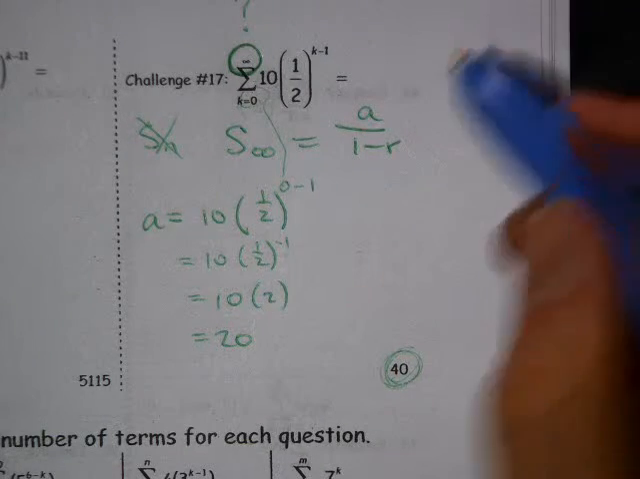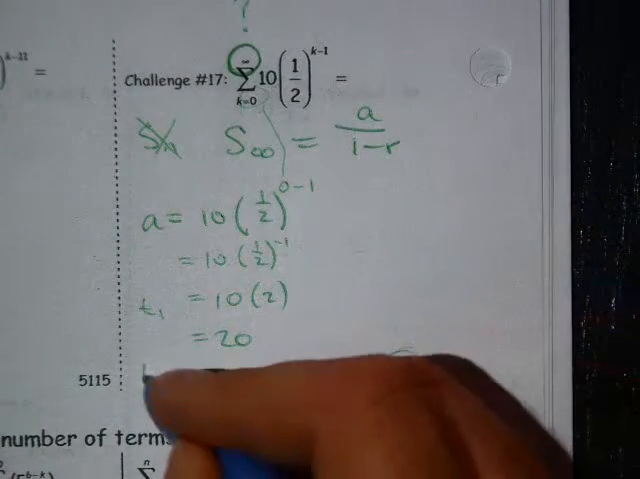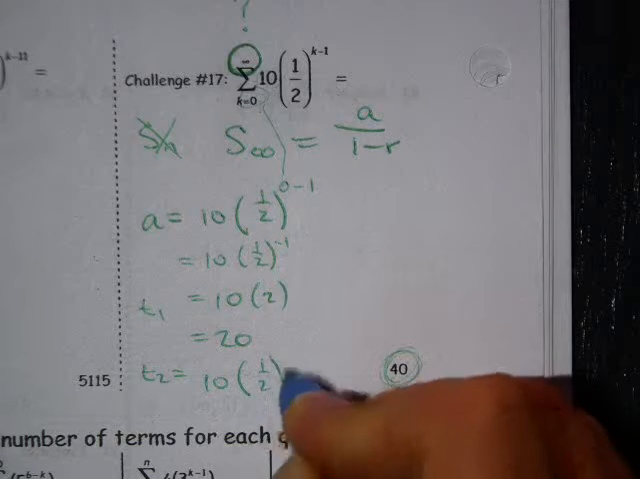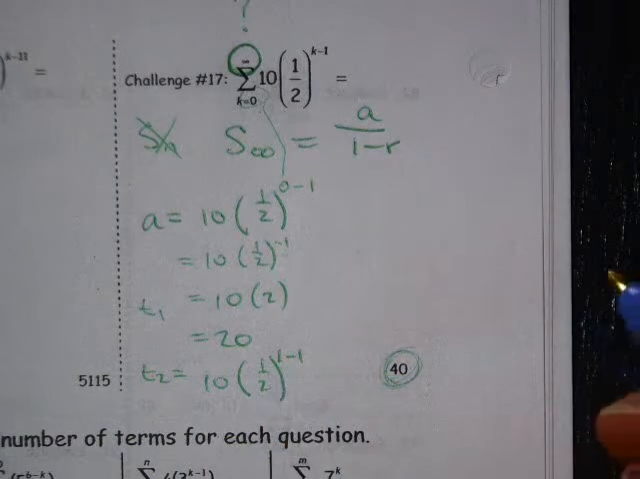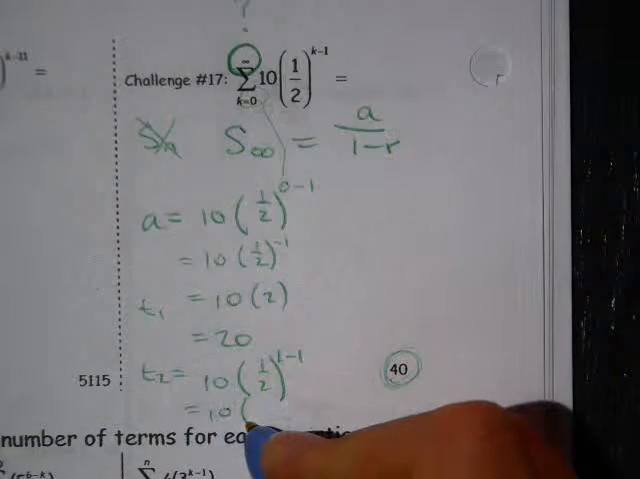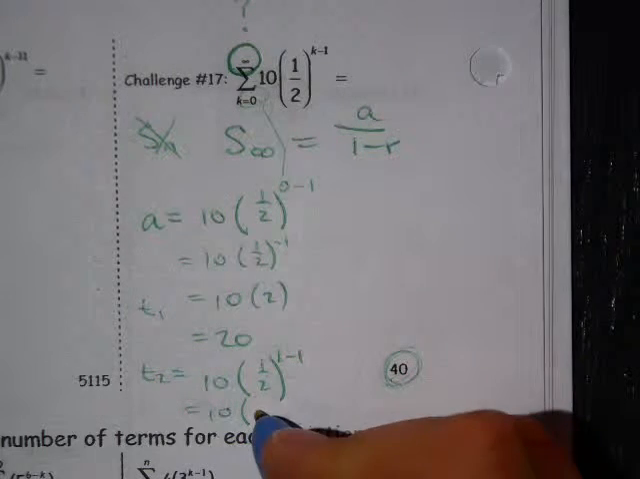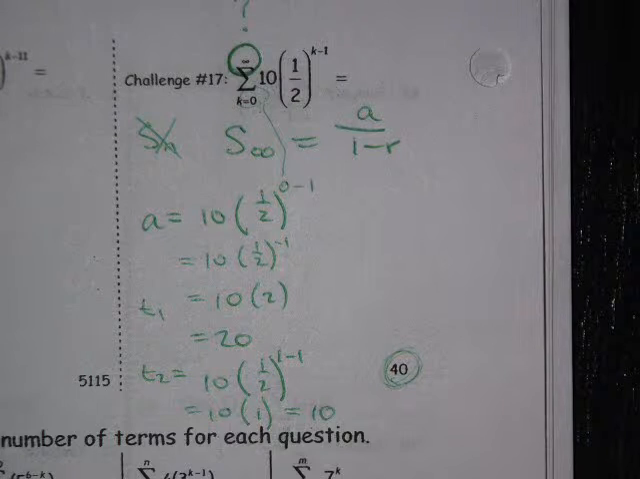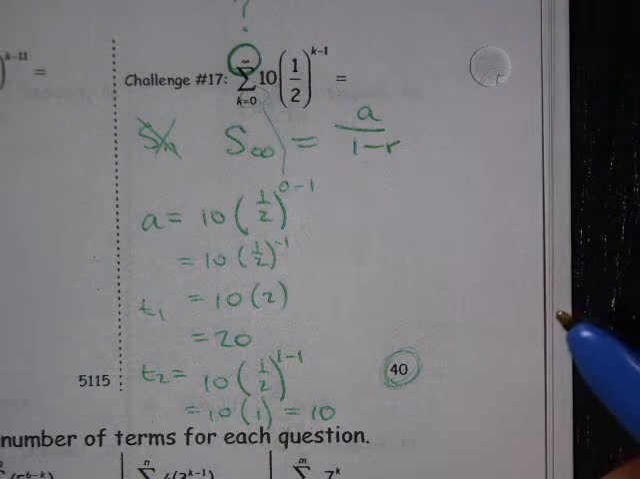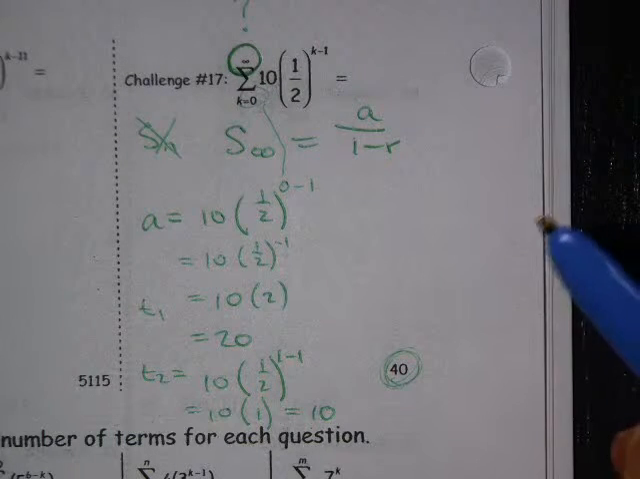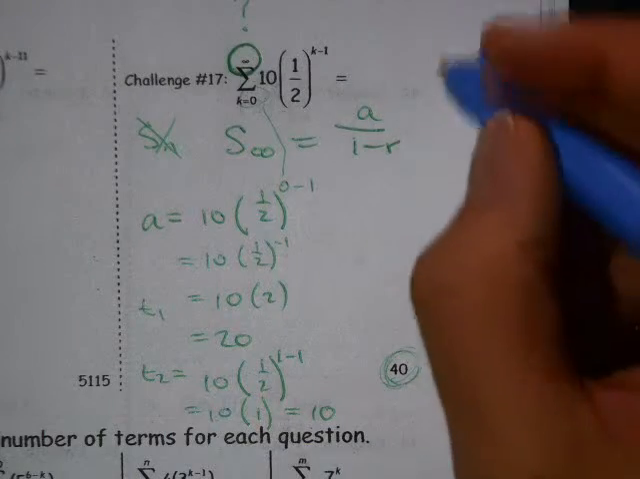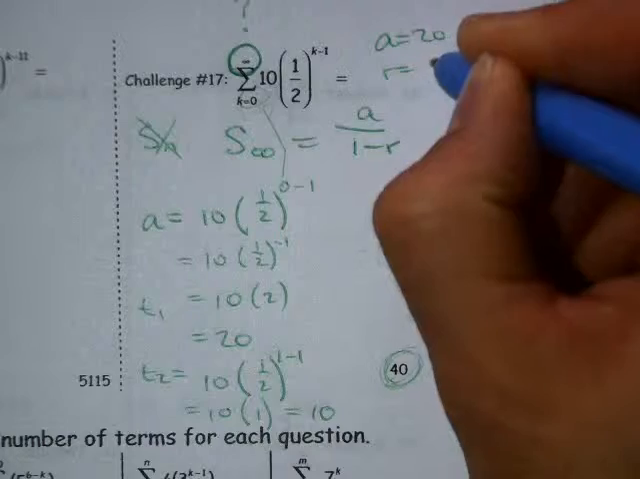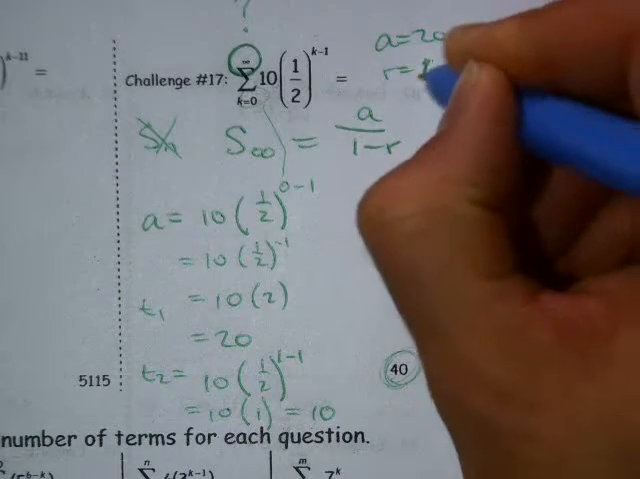What happens in our brackets here as we increase our exponent? What's our R going to be? Well, this is T1. Let's go find T2 quickly. What's T2? It's going to be 10 to the power of 1/2 to the 1 take away 1, which is 10 to the power of 1/2 to the 0, which is 1. So it's 10, 20, 10. What do you think the next one's going to be? Yeah, the next one's going to be 5. So we know that A is 20, R is 1/2.